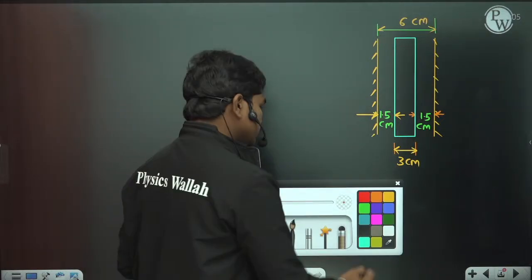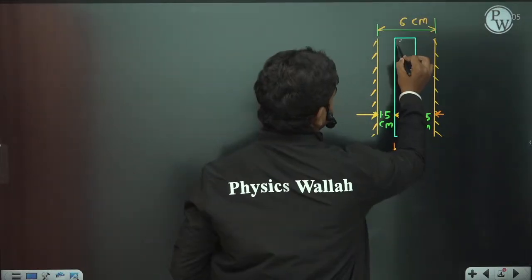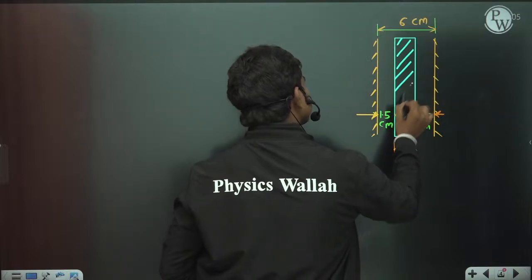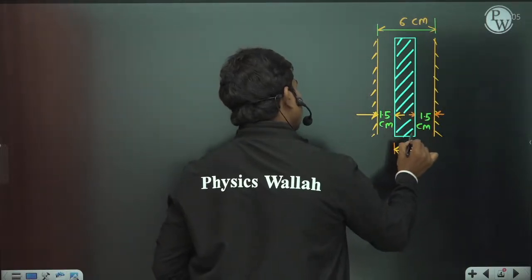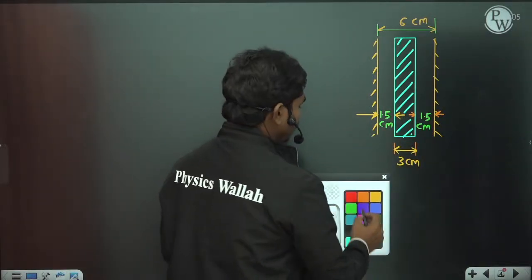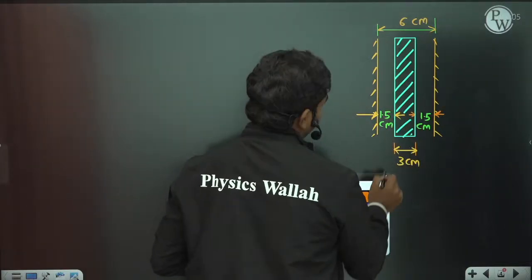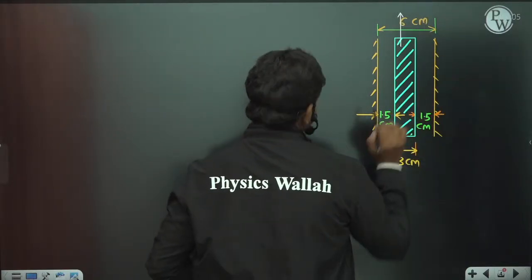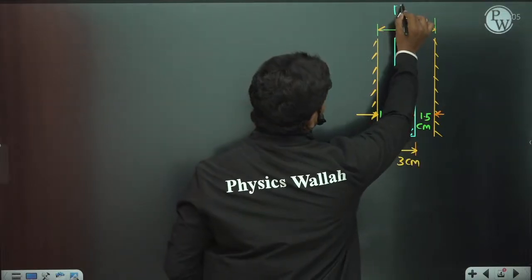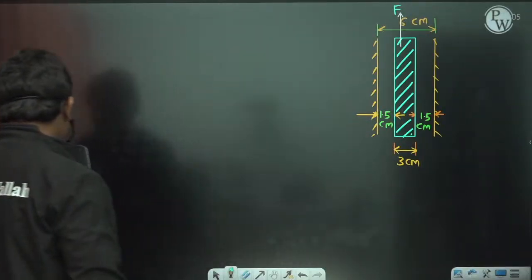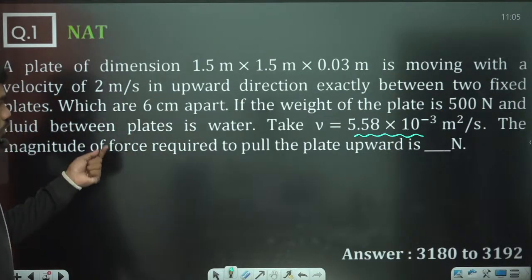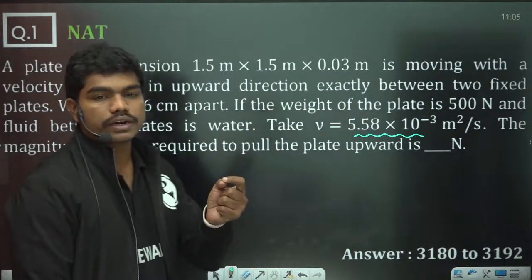Now let us hatch this plate. This is the plate here. You are applying some force F on this plate to move it in the forward direction. They are asking what should be the force that should be applied. The magnitude of the force required to pull the plate upward is dash newtons.